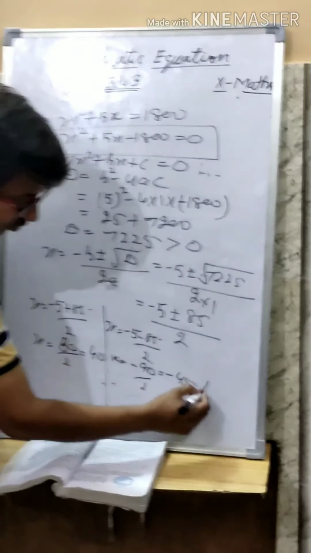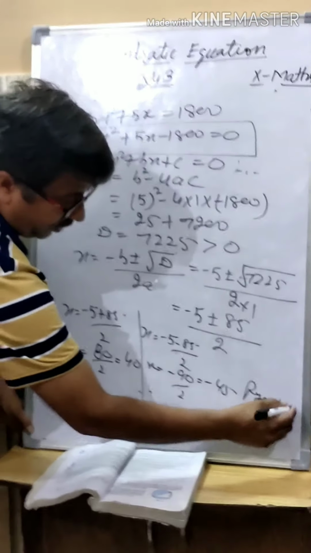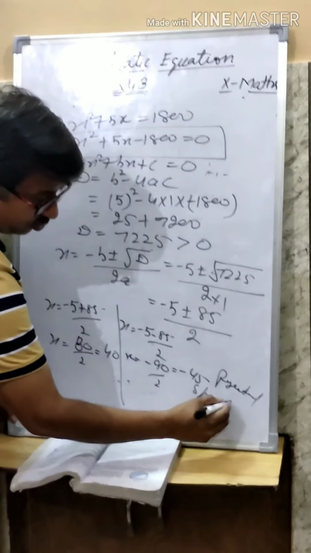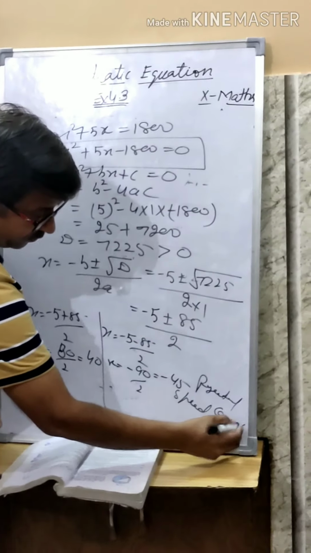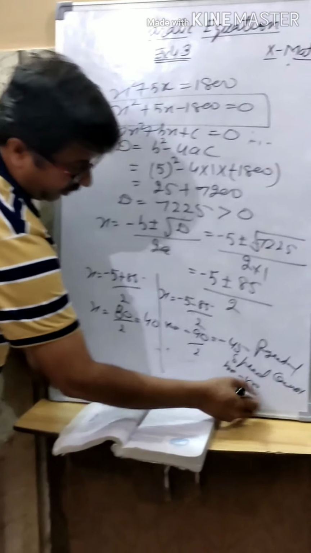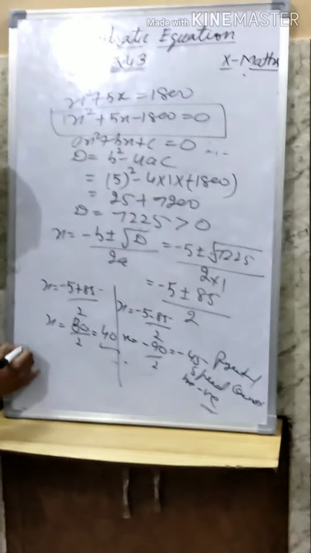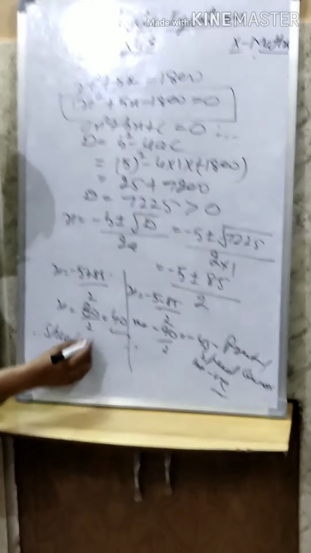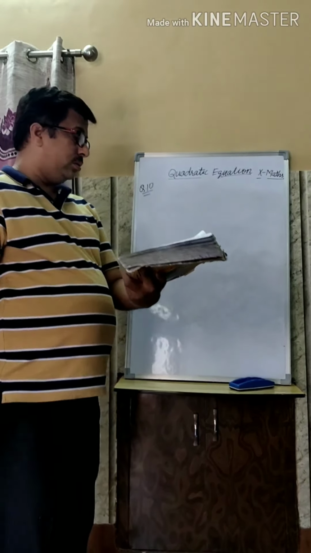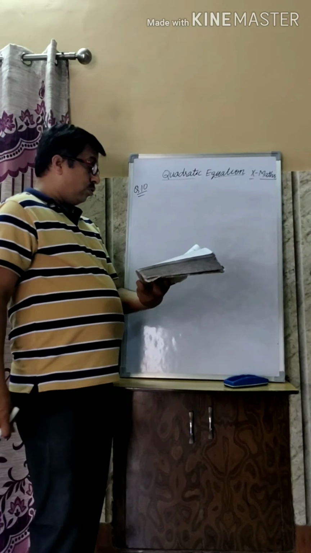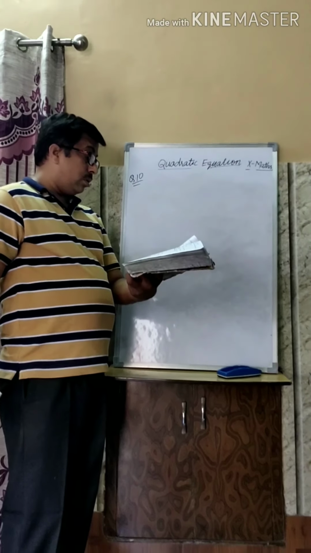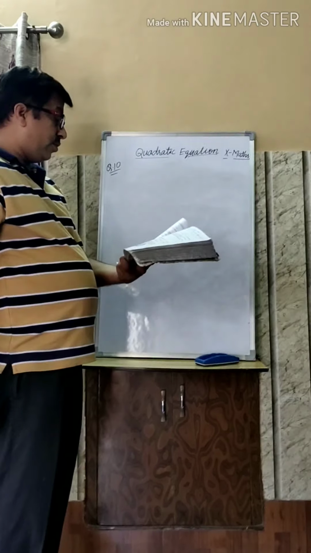So minus 45 is rejected. Why? Because speed cannot be negative. So this is rejected. So this is selected. So therefore speed of train is 40 kilometer per hour. Understand? In the same way, you can solve this question 10 also in exercise 4.3.